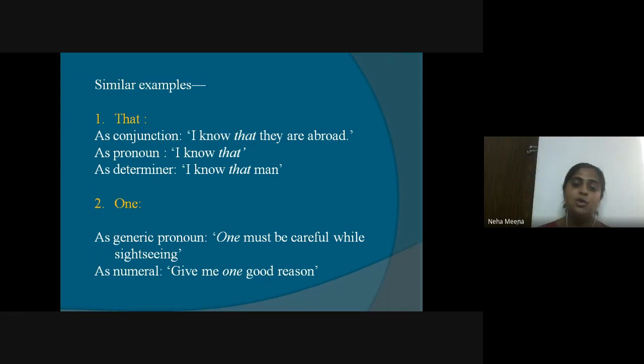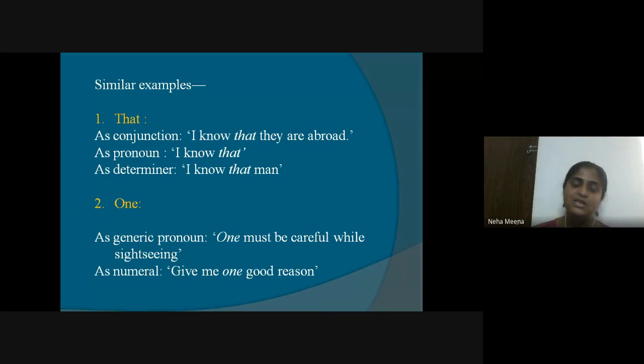So, one must be careful while sightseeing. One here means, although it seems that we are referring to a single entity, here it is functioning as a generic pronoun. So therefore the generalization will be for everyone concerned. For example, the advice that I've talked about is given for everyone.